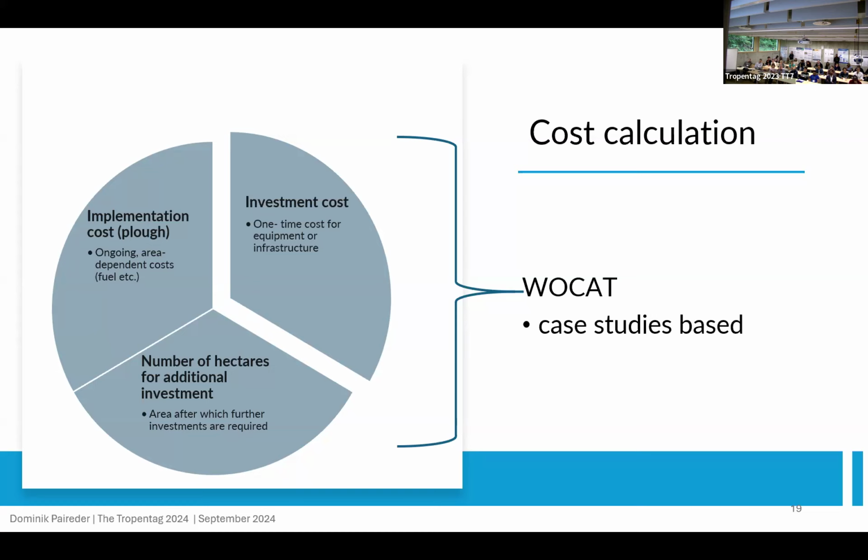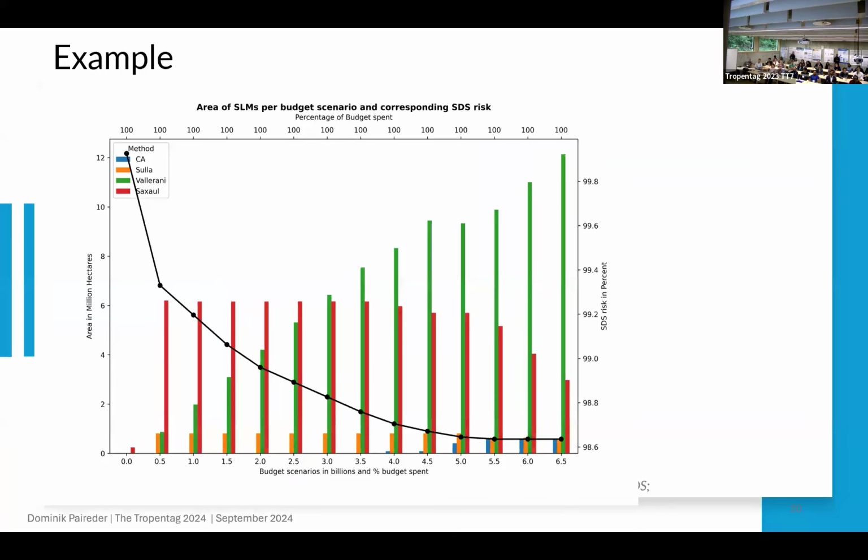Then the implementation cost, these are always like a tractor or a plough or whatever. Many people can come down to that. So we just need to know how many tractors we use. And then we have a number of hectares for additional investment. Some of the SLM methods, after 3 years, need some additional investments. And then we get this example of the linear programming.